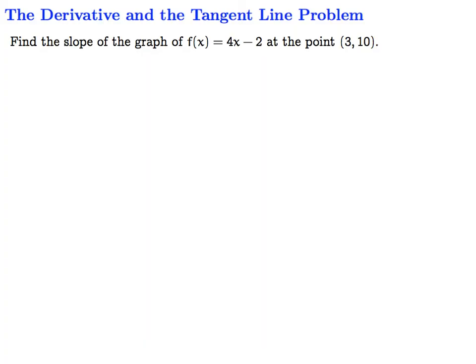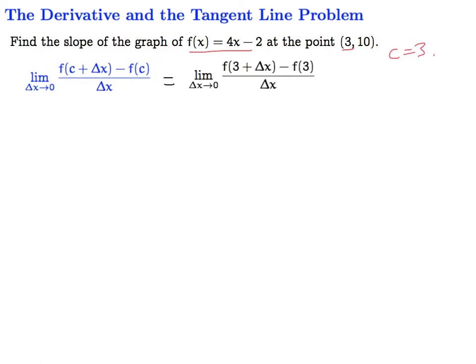Okay, so let's take this new definition out for a ride. Let's find the slope of the graph of the function f of x equals 4x minus 2 at the point 3, 10, some point on the graph. The first thing we do is recall our definition, that we need to compute a limit as delta x approaches 0 of f of c plus delta x minus f of c, all over delta x. In this case, we know what our function is, and this 3 is going to be c. So c equals 3, it's the point we're interested in.